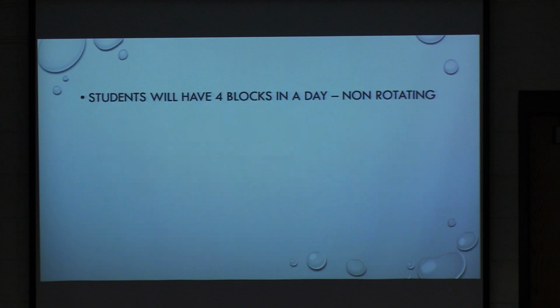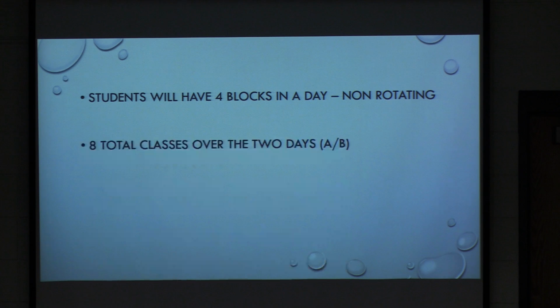All right, so again, going back to what this all means, students will have 4 blocks in a day that won't rotate. 8 classes over the 2 days, A, B, and the staff will teach 3 blocks in a day.